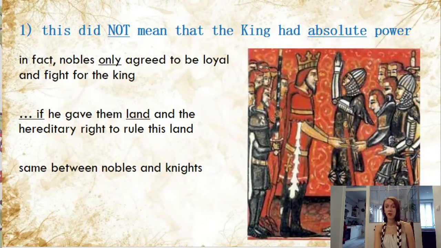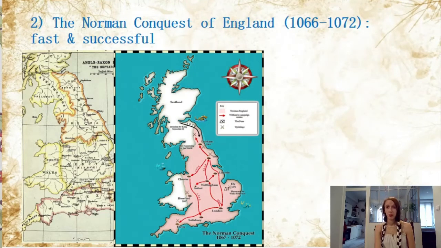Now, this did not mean that the king had absolute power. In fact, the nobles only agreed to be loyal and to fight for the king if he gave them lands and the hereditary right to rule this land. This was the same between nobles and knights as well. So there was no absolute power to the king whatsoever. There's an increase of power, but no absolute power per se.